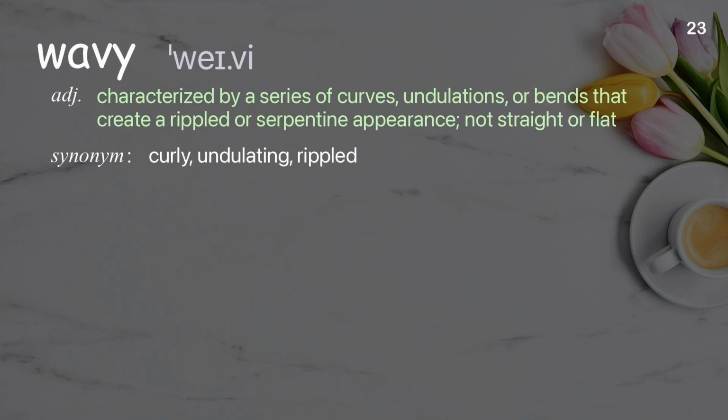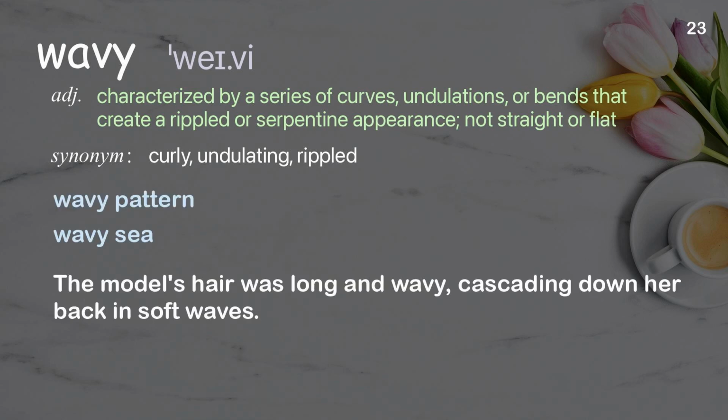Wavy. Characterized by a series of curves, undulations, or bends that create a rippled or serpentine appearance; not straight or flat. Examples: Wavy pattern. Wavy sea. The model's hair was long and wavy, cascading down her back in soft waves.